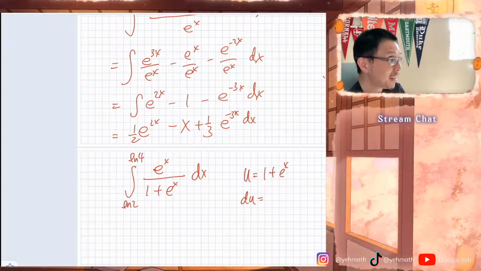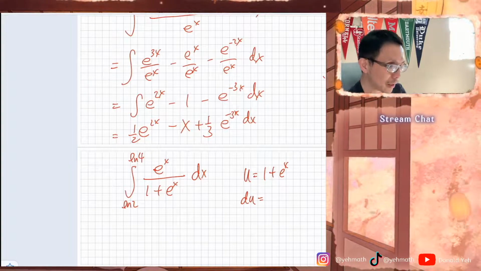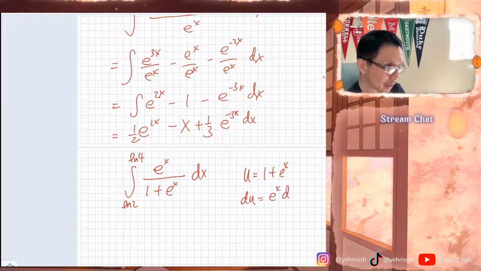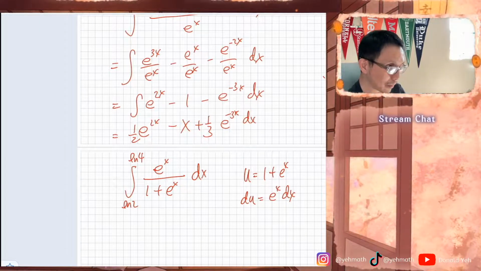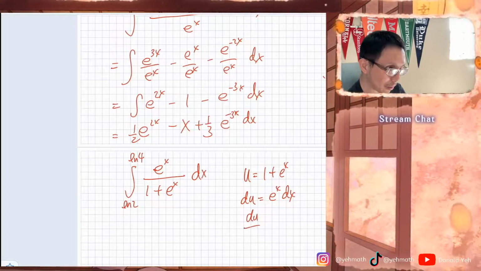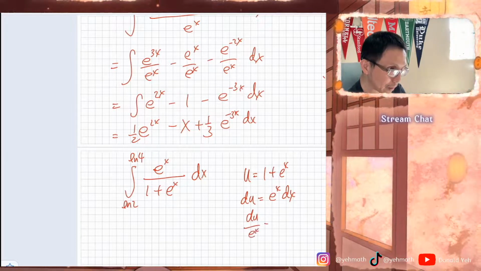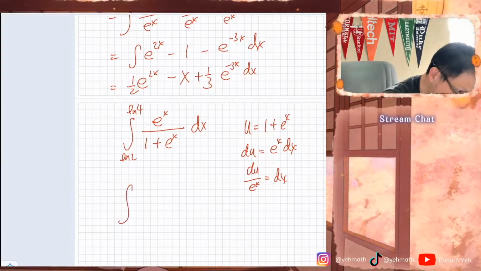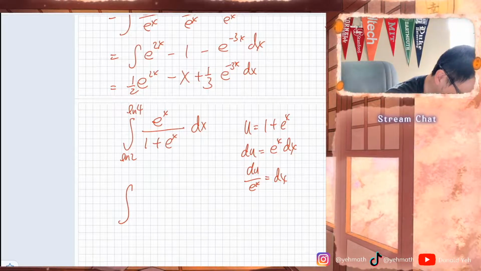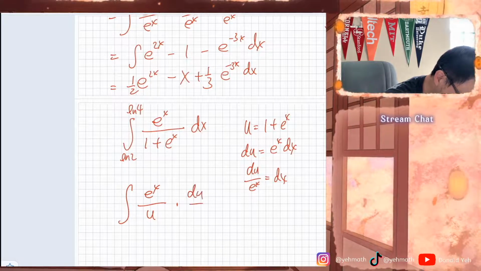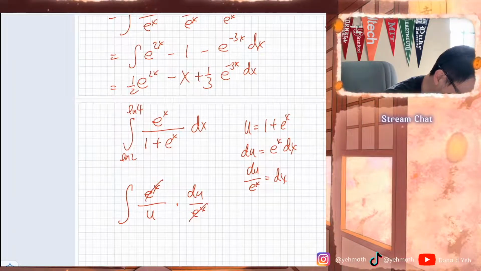Guess what? Every time you set u equal to something, du always has to be within the problem. So in this case, e to the x dx is within the problem. So I can technically just change that to u, but I don't do that. I'll do it the longer way, and that way you can see it a little bit better. So that's going to be the integration of e to the x over u times du over e to the x. The e to the x cancel out.